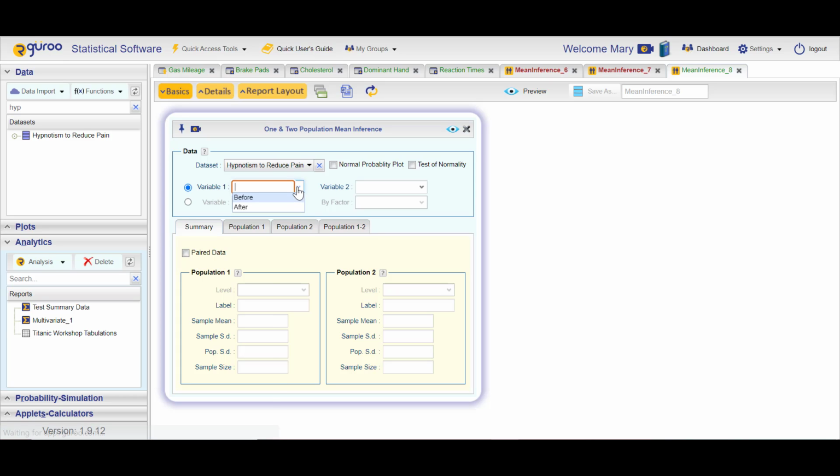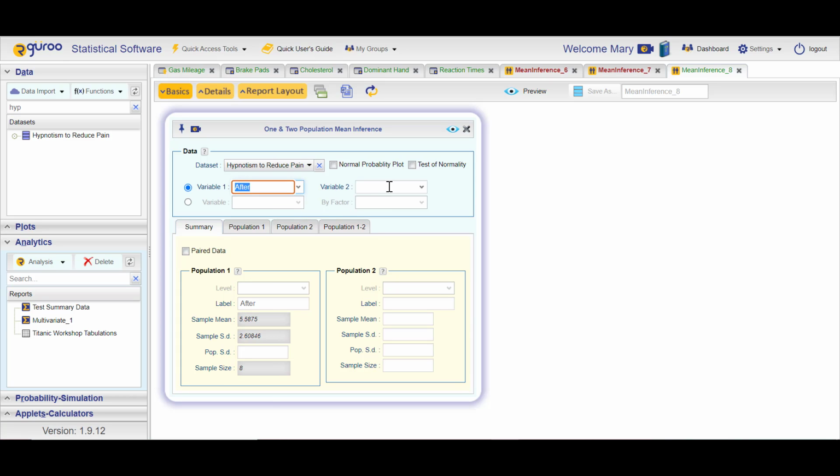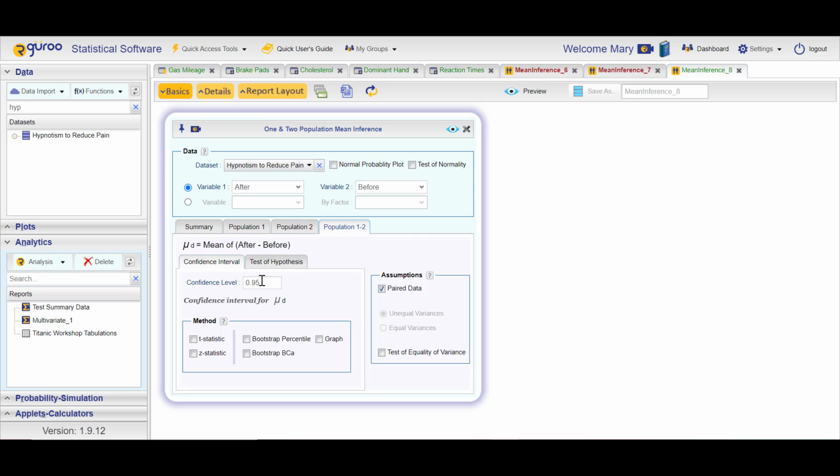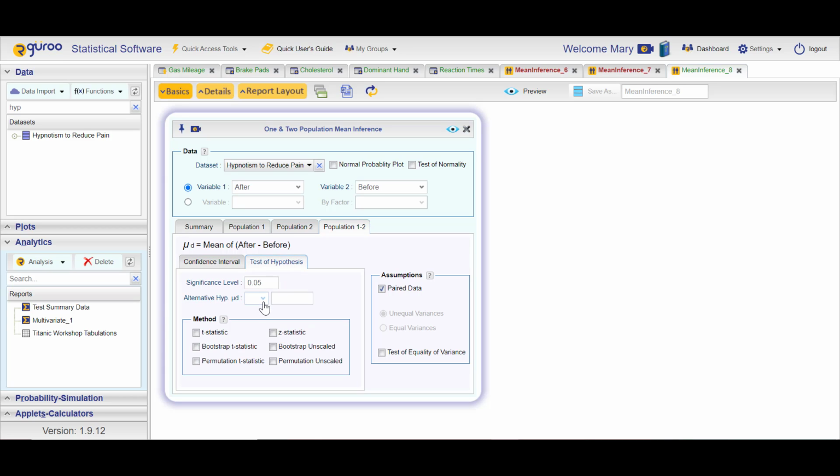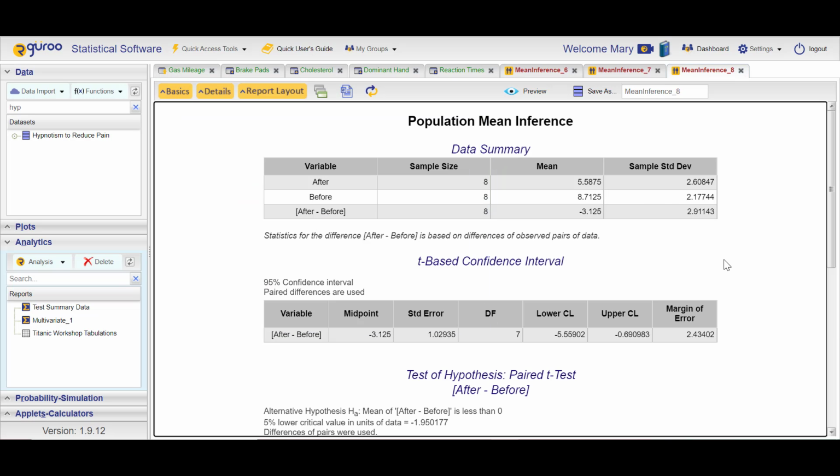And remember, the first variable has to be after, and the second variable has to be before. The reason is because after needs to be less than before. So after minus before should be less than 0. Make sure it goes in that order. Click paired, after minus before. That's correct. Population, confidence interval, 5%, so 95% here. T statistic, test hypothesis, we're going to do lower, so then 0. So it's 0 every time there. Hit T-stat, make sure paired is chosen, and here we go.